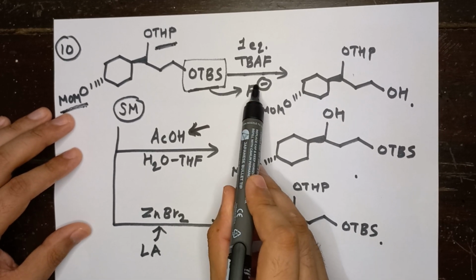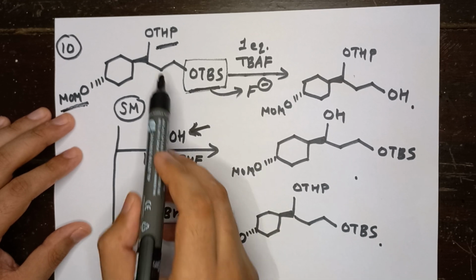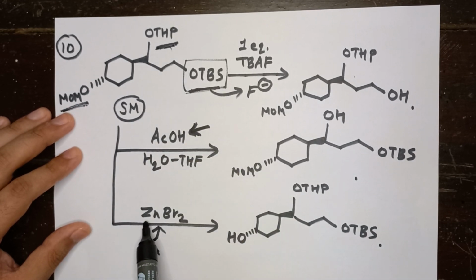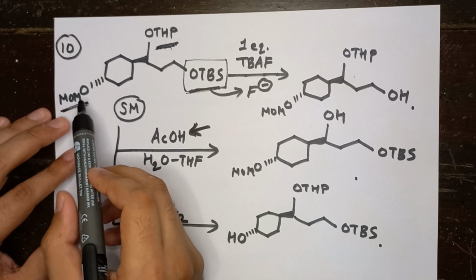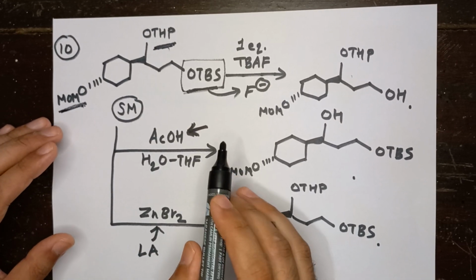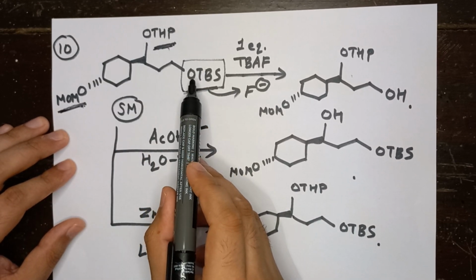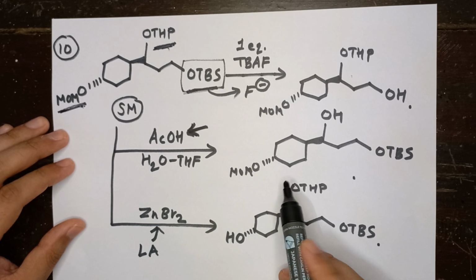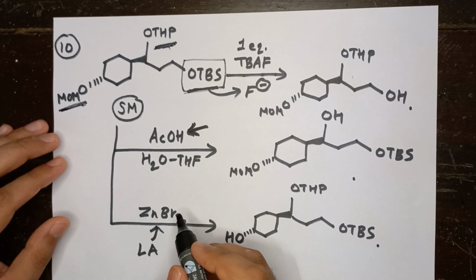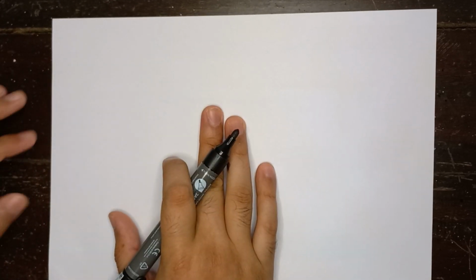Okay, so when we have F minus, we deprotected OTBS. When we have acidic media, we deprotected the THP group. When we have zinc bromide as a Lewis acid, we deprotected the MOM group. So this is what we call selective deprotection, because we have three protected alcohol groups, but we are selectively deprotecting one of the OH groups. So this kind of reaction is very important from your exam perspective. Okay, let's see the 11th question.